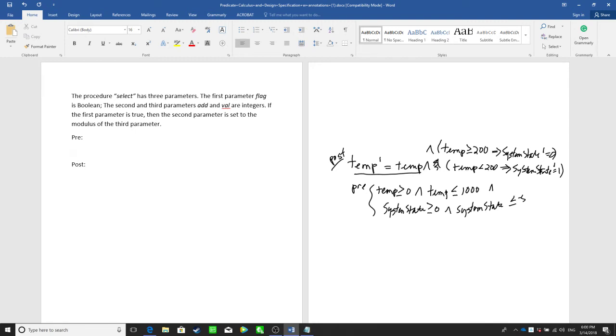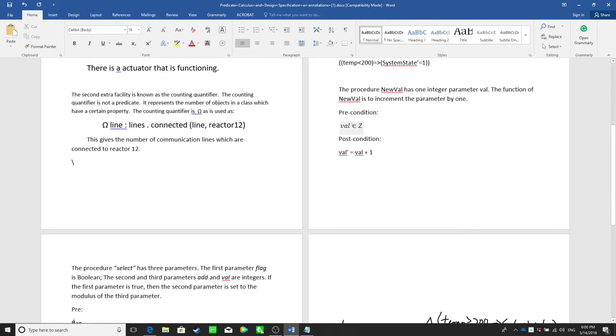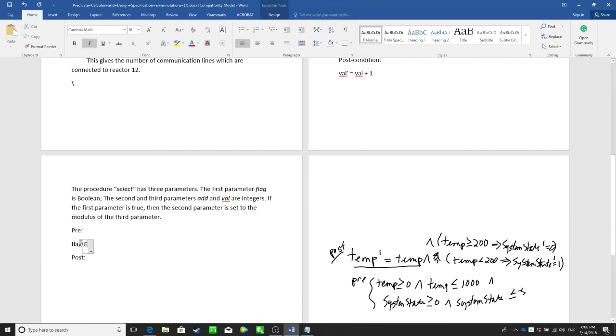So precondition is pretty easy. It's just something like that. Flag is Boolean. Flag is Boolean. And see the answer.